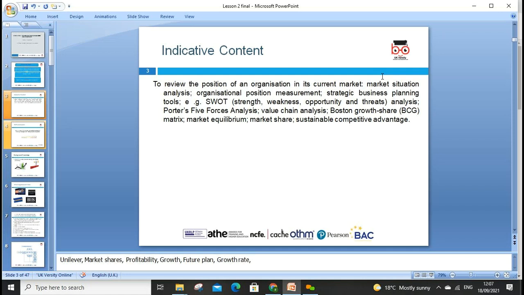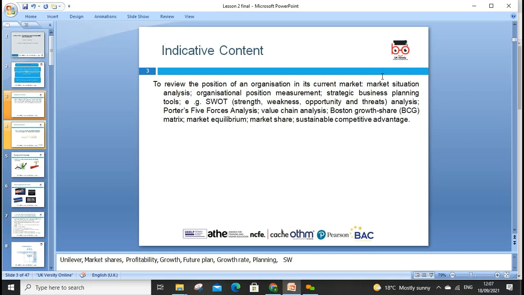We can look at the growth rate in the market, and then measure strategic business planning using different planning tools. Why do we need to plan? It is all about where we are and where we want to see ourselves in the future. That's the planning. Anybody with any question, you can ask in the chat box as well. If you're listening to this recording, you can drop me an email if you have any question.